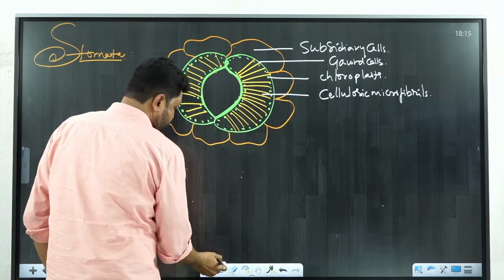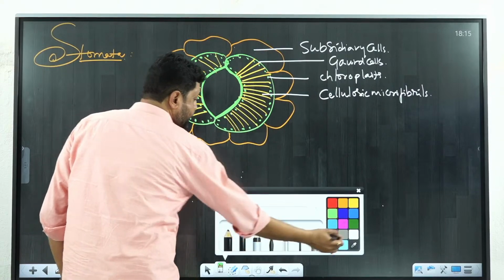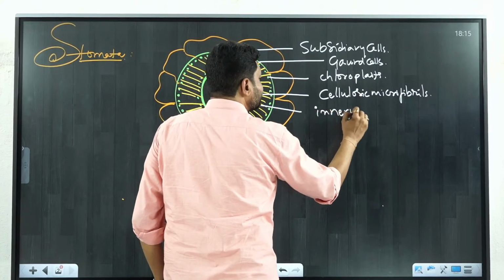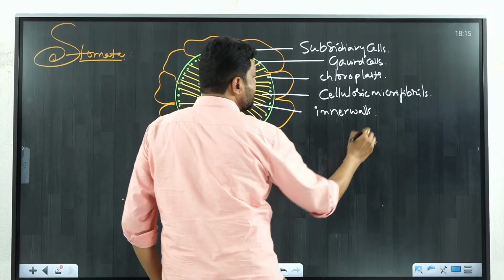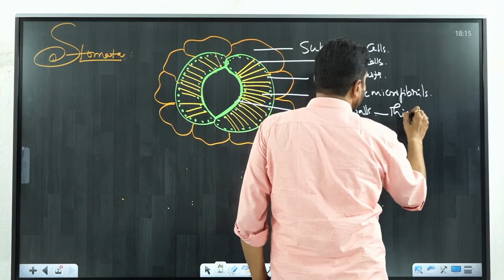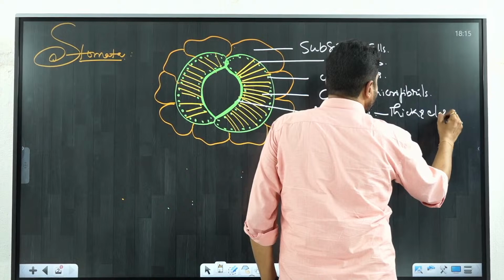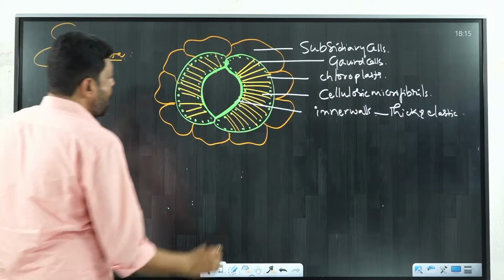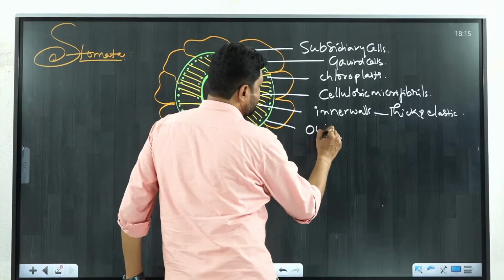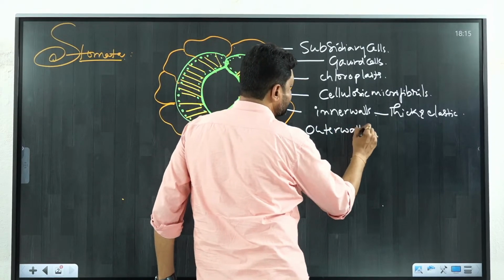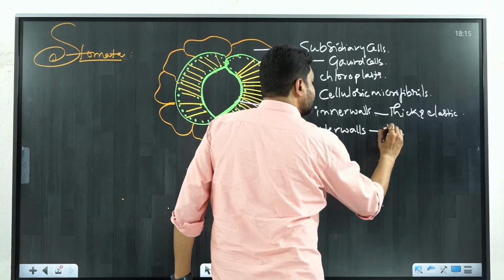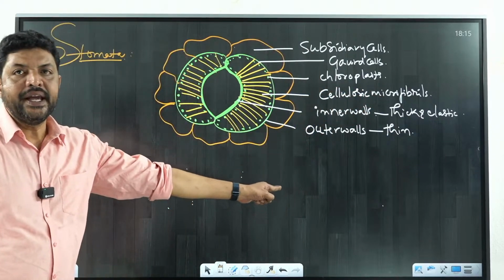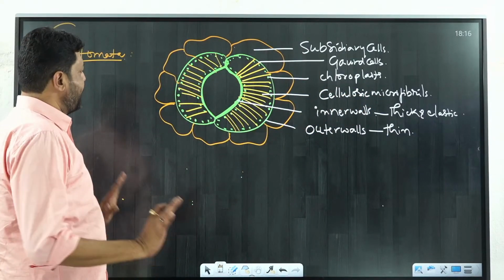Was it clear to you? Inner walls are thick and elastic. Was it clear? Outer walls are thin. If it is elastic, it should also be elastic. Okay, it's given as thin.